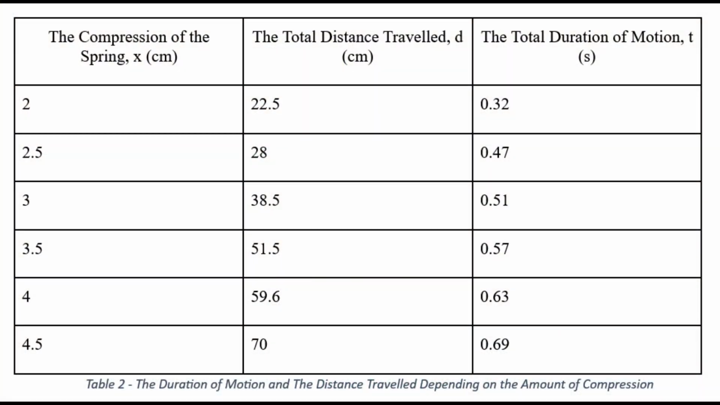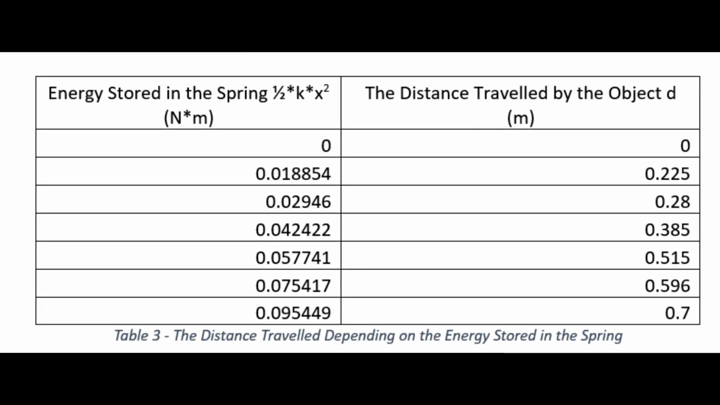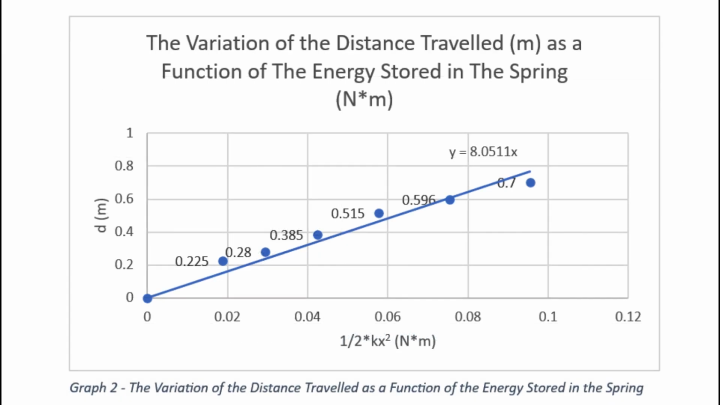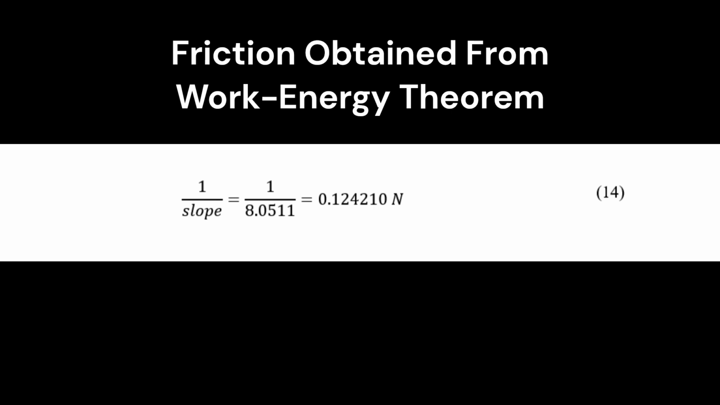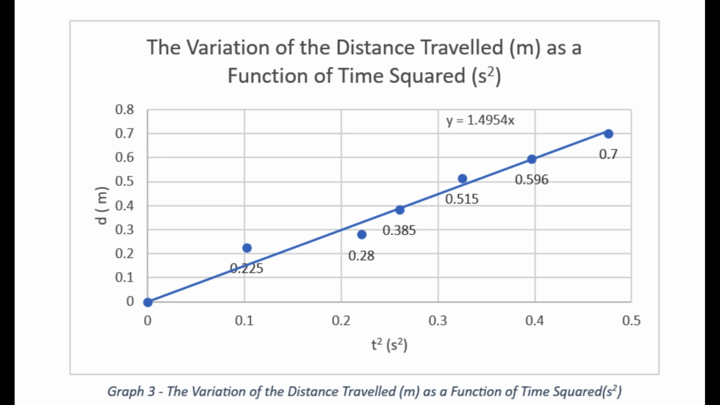Here I put all the data I mentioned in a table. From this table, I draw another one that relates energy to distance traveled. And I plot a graph from these values. The slope of this graph is equal to 1 over friction, hence I calculated the friction to be approximately 0.124 newtons. From table 2, I plotted the graph of d versus t squared, whose slope gives us 1 over 2 acceleration.